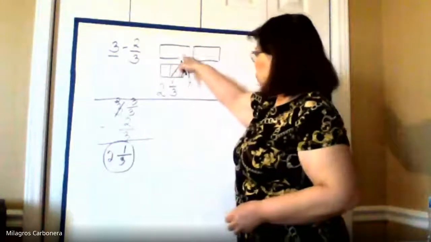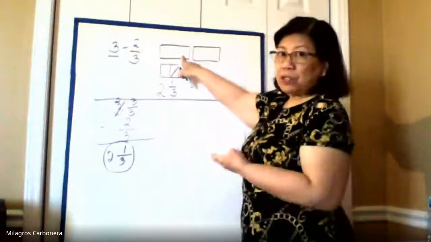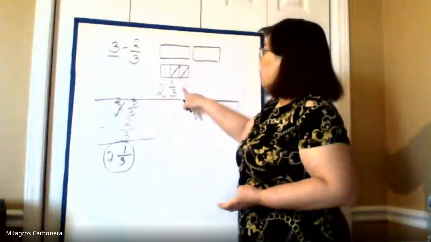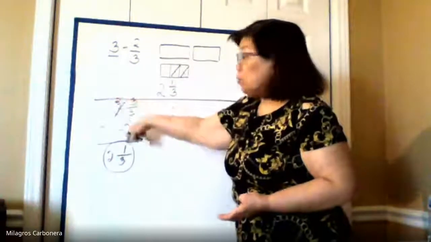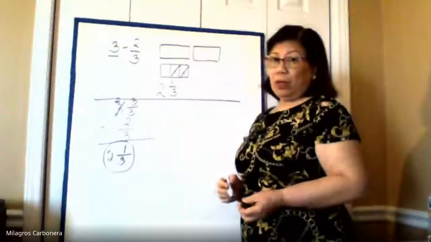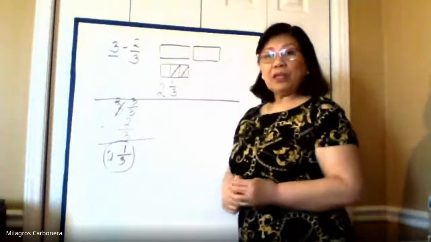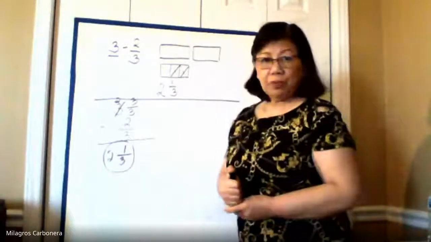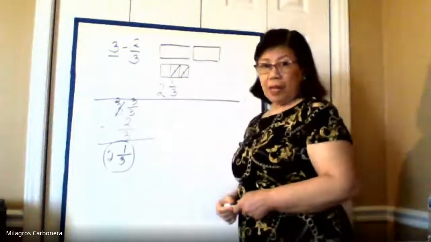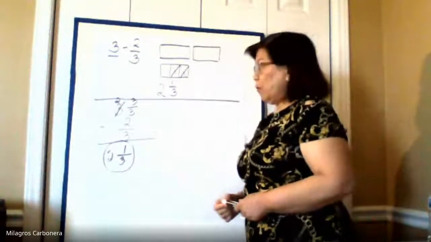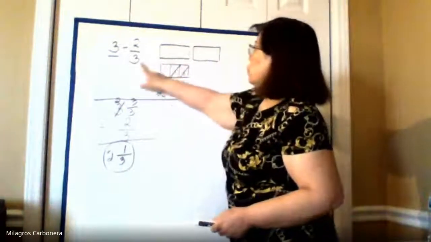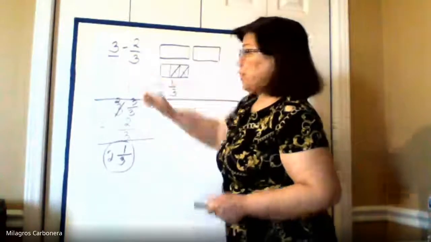If you look here, when I used pictures, I got 2 and 1/3. When I used the algorithm, I still got 2 and 1/3. So no matter what strategy you use, it will be the same if you're doing the right steps. Now, I subtracted 2/3 from 3.